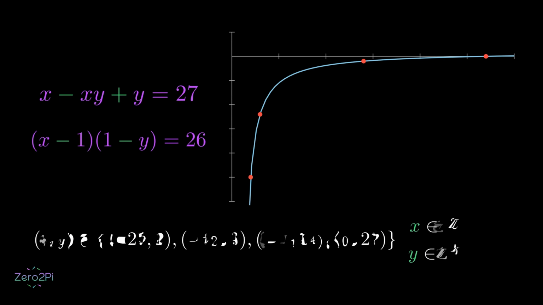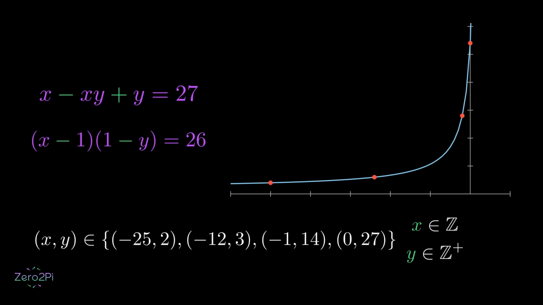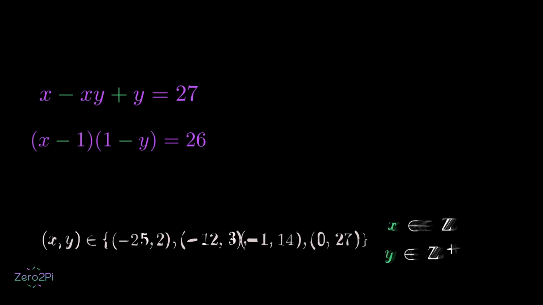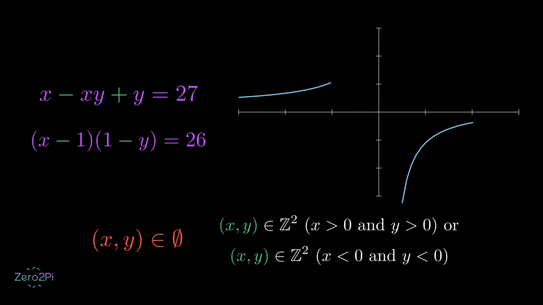Or we can flip it around. x can be any integer, but y must be a positive integer. Then our solution again reduces to just 4 possibilities, which you can also see in the graph. What if we require both x and y to have the same sign, either both positive or both negative? Surprisingly, this gives us no solutions at all: the empty set, 0 solutions.